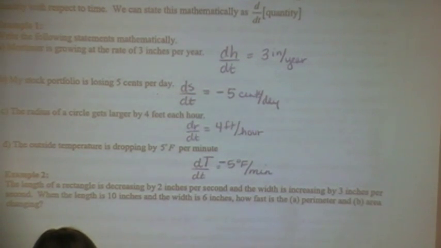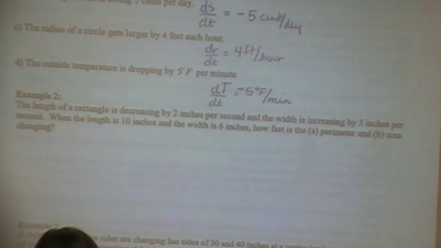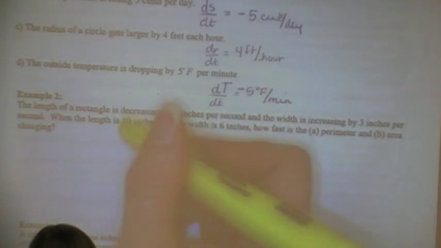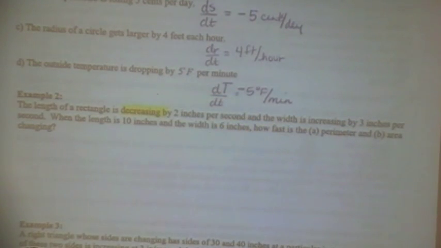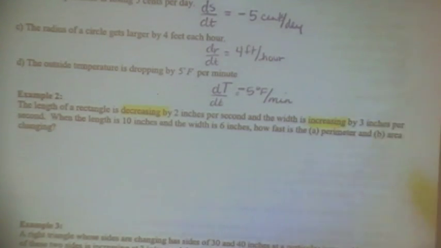Alright, so length of a rectangle, decreasing, I should highlight that so I don't miss. Length of a rectangle is decreasing by 2 inches per second. Width is increasing, so I'm going to have one positive, one negative, by 3 inches per second. What is the length in inches? The width, how fast is perimeter and area changing?